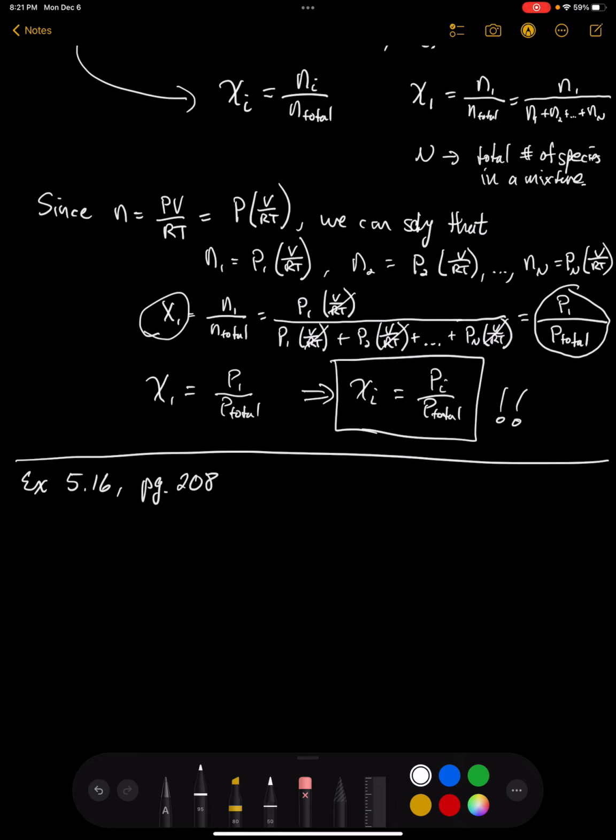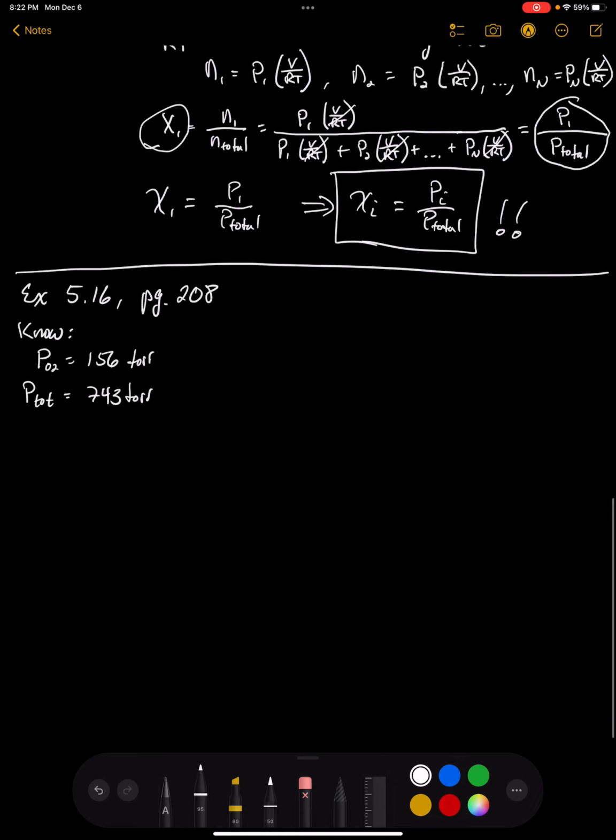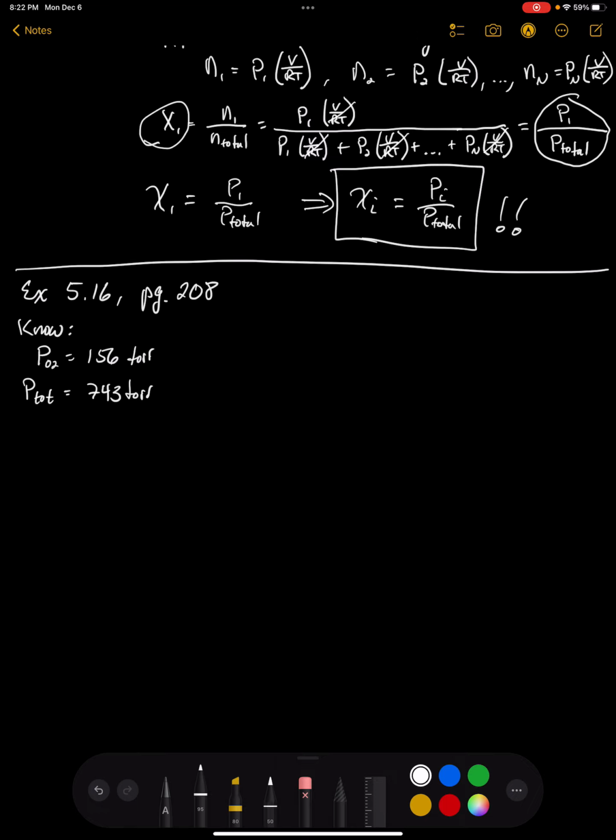Okay? Well, again, let's start with what we know. We're told the pressure of oxygen, PO2, is equal to 156 torr. And we're told that the total pressure of the atmosphere is equal to 743 torr. And again, just to create physical relevance for these numbers, this 743 torr is basically the atmospheric pressure that we usually experience on any given day. Okay, that would be roughly the barometric pressure.